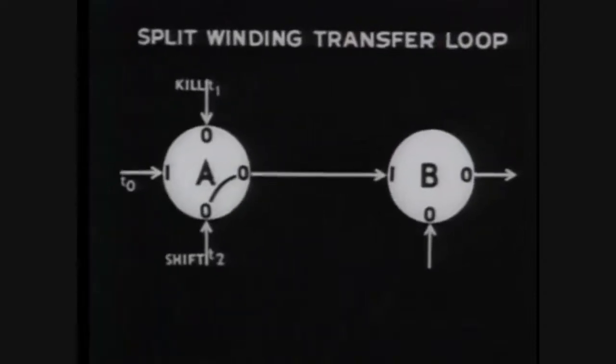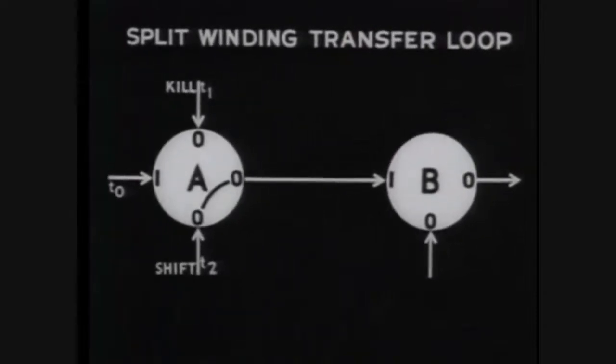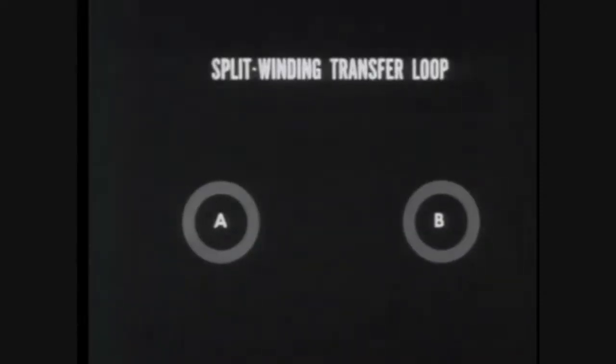The split winding transfer loop. This logical diagram explains what it does. But we'll need a schematic diagram of a split winding transfer loop in order to see how its work is done. Start with core A. We'll add two input windings first. The input on the left is connected so that the current flows into it on the non-dot side only.